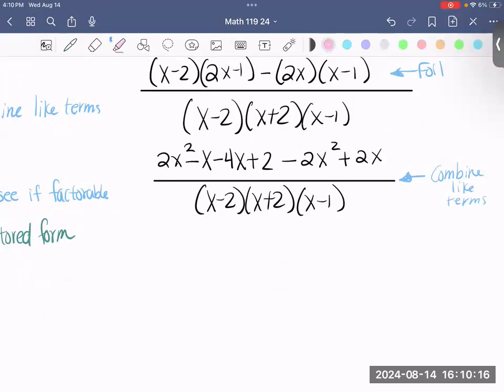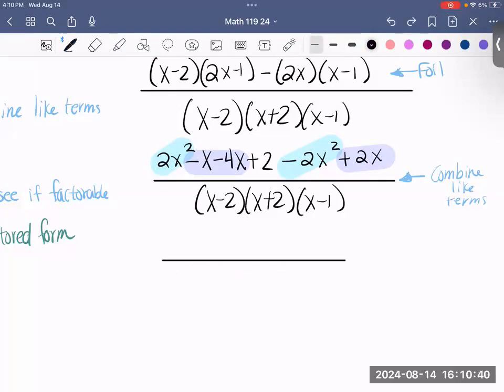All right, so things that can combine, let's see. We have 2x squared and a negative 2x squared, so those are going to cancel. We have a negative x minus 4x plus 2x, so those are going to combine, and then we just have a positive 2. So up top, a negative 5x plus 2x is really just a negative 3x plus 2, that is.